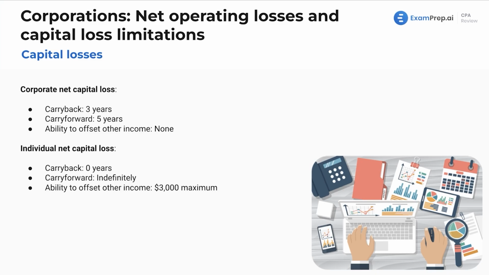So for corporate net capital losses, you can carry them back 3 years, you can carry them forward 5 years, and you cannot offset other income. We've got individual net capital loss. That's what we saw with individuals, but here it is just as a comparison, demonstrating how these work.